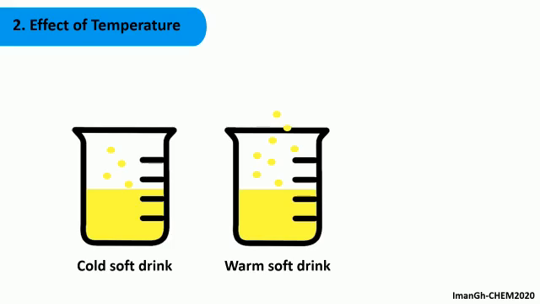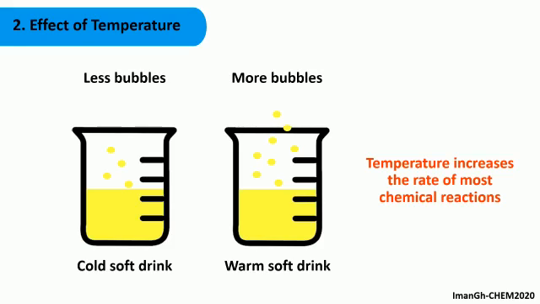As you can notice, the amount of bubbles in the second beaker, which was placed at a higher temperature, is more. Thus, we conclude that temperature increases the rate of reactions. Keep in mind that some chemical reactions don't obey this rule, and the rate is either not affected or decreases when temperature is increased.